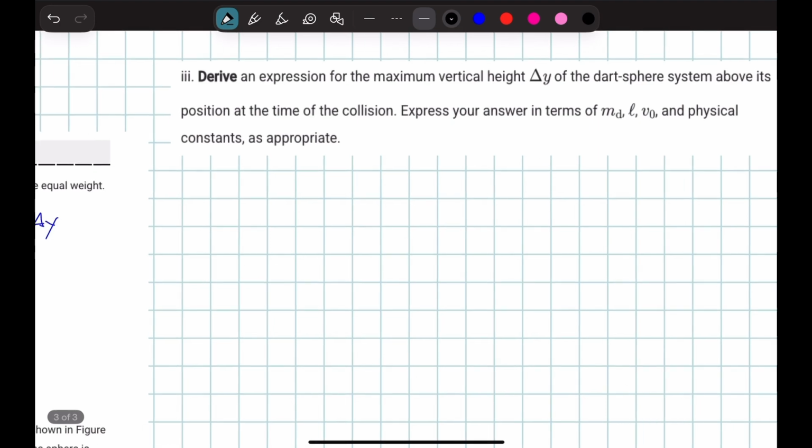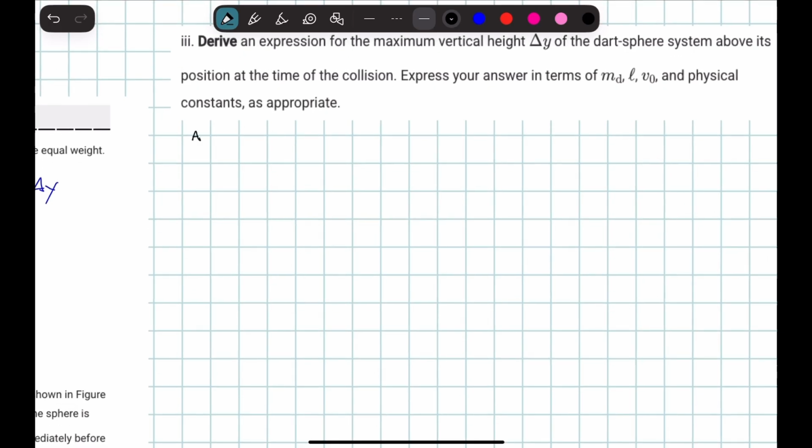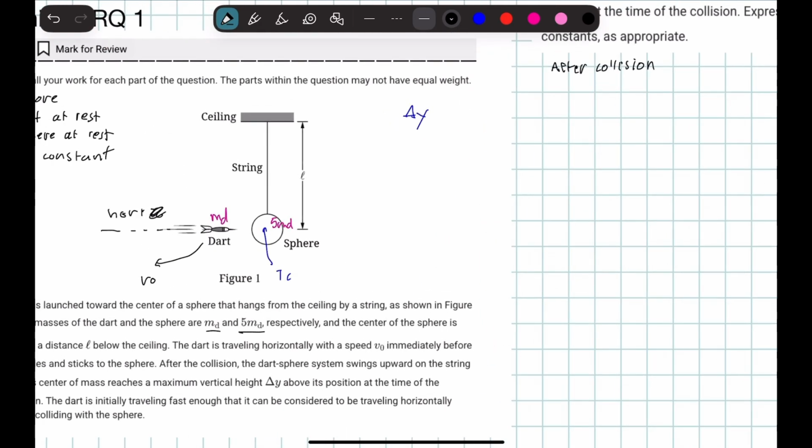Derive an expression for the maximum vertical height delta y of the dart-sphere system above its position at the time of the collision. Express your answer in terms of md, L, and v initial and physical constants as appropriate. So we know that after the collision, so like it hits it, right? That's like pre, and then this is like post. The dart, and then it swings up to here.